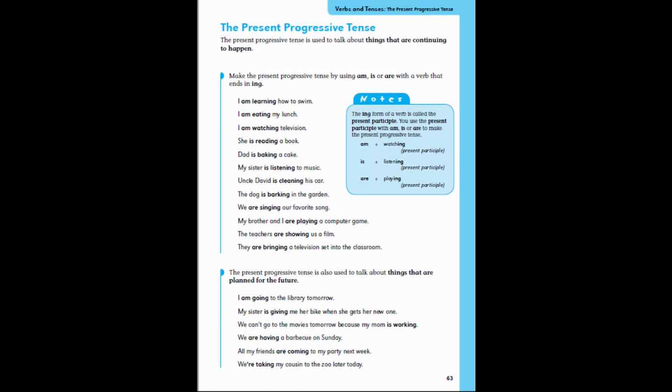So the next form we move on to is the present progressive tense. Now the definition is the present progressive tense is used to talk about things that are continuing to happen. All right, or things that are ongoing or things that are currently happening. So anything that is currently happening or continuing to happen or is going to happen throughout this conversation, or beyond this conversation, is in the present progressive tense.